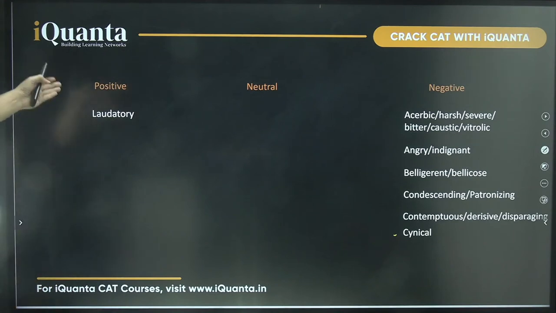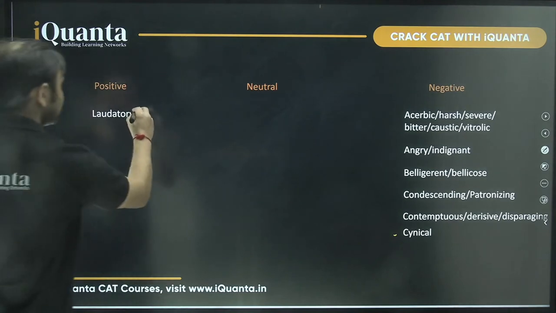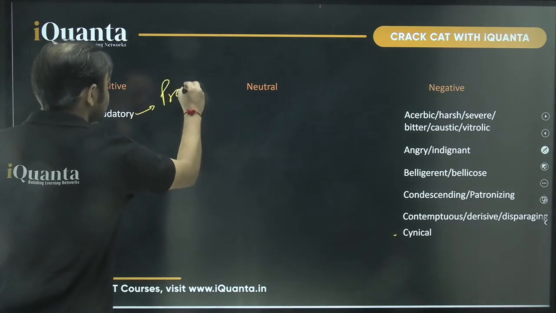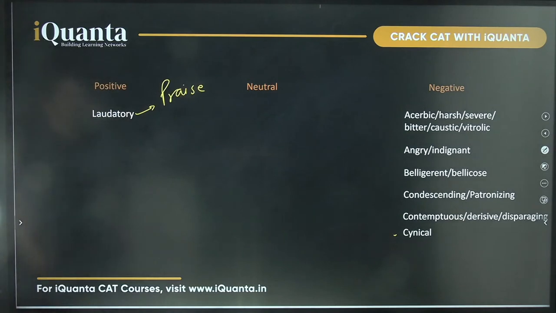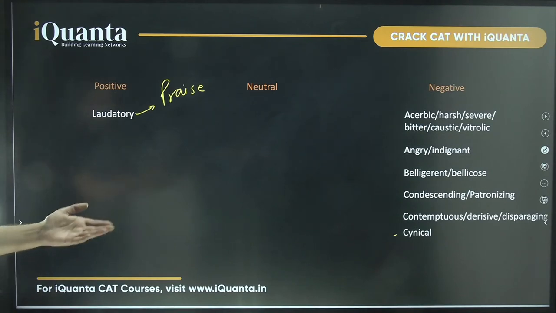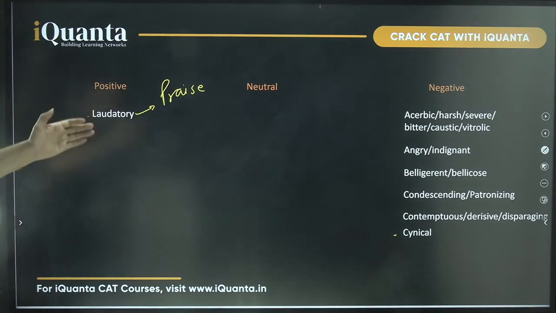Now let's discuss some positive tones. Laudatory. Laudatory is like you will come and praise whatever is happening. You are simply praising it. You are very happy about it, and you are openly expressing your appraisal for this, like that's a good thing. So it's a very good initiative taken by the government. Just this single sentence, that it was a very good initiative taken by the government, is itself laudatory. You call something good, you applaud it.